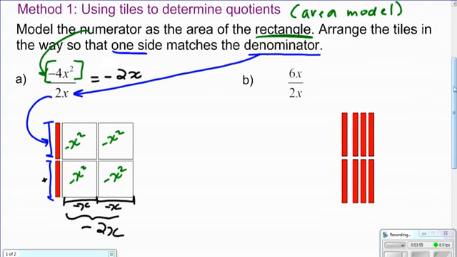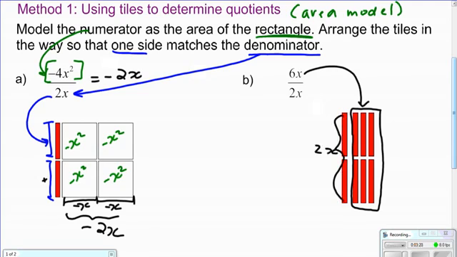Looking at the second one, there's a little bit of a typo there. Oh no, we're good. So we have an area of 6x. This is our area. Okay, 6 x's. And we need one of the side lengths to be 2x. So here's our side length of 2x. And so we need to find the other side length. Okay, so this side length is 1 and 1 and 1. So this side length has a length of 3. So 6x divided by 2x just gives us 3 ones. There's no more variable.